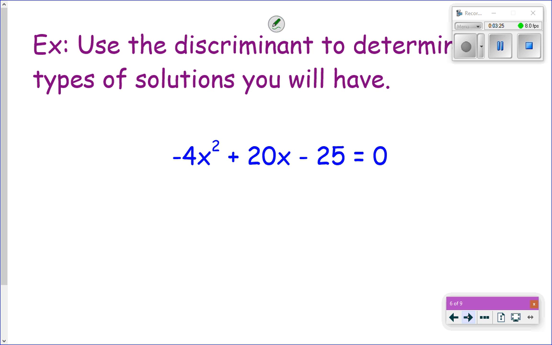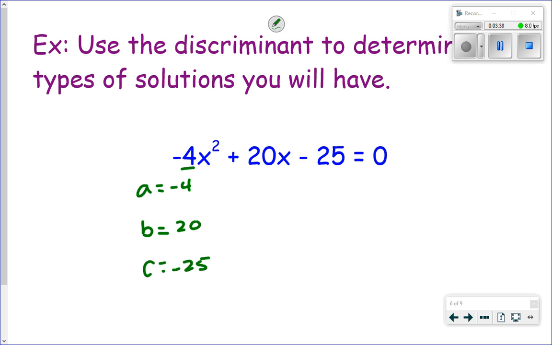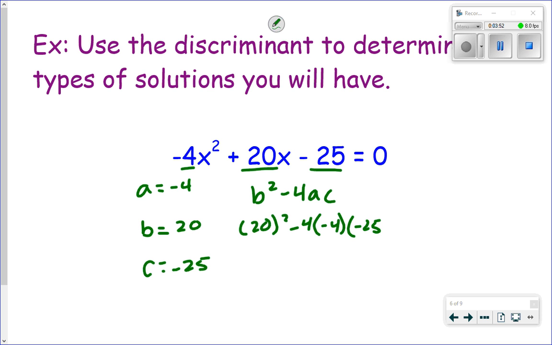Okay, next one I've got negative 4x squared plus 20x minus 25 equals 0. So first thing, I need to write out my values, negative 4, 20, and negative 25. Remember my formula, b squared minus 4ac. Now I need to plug in 20 squared minus 4 times negative 4 times negative 25. And now we need to plug in, and I got 0.